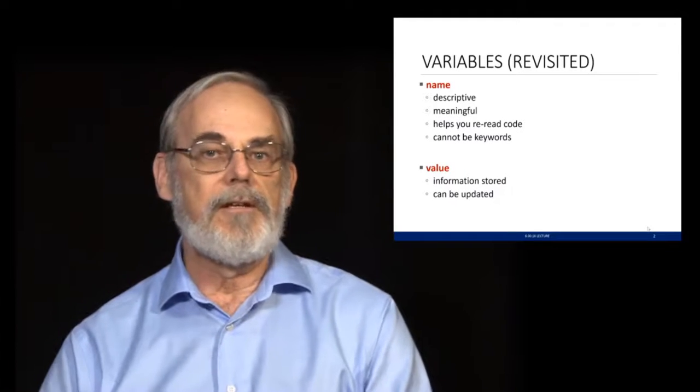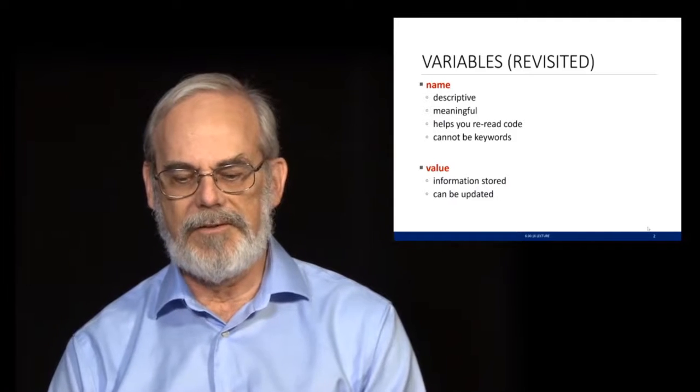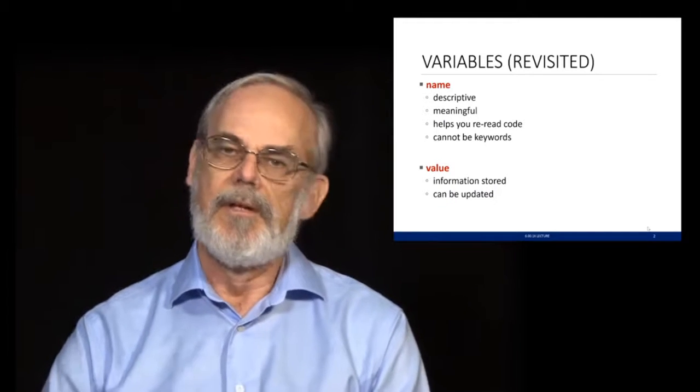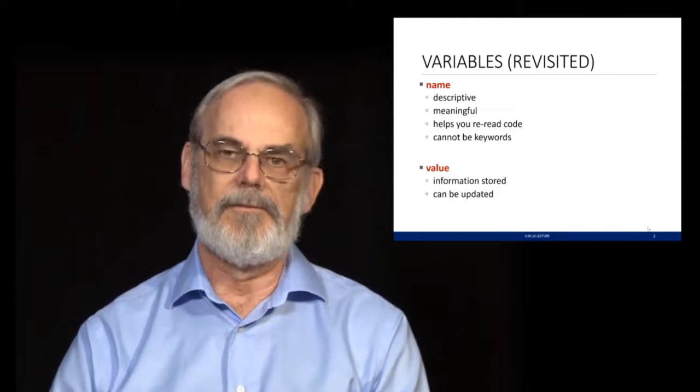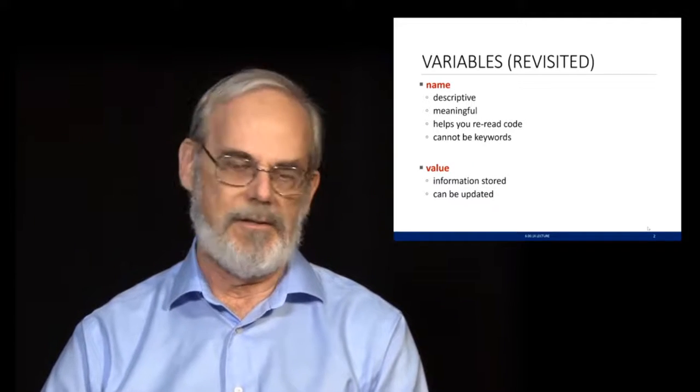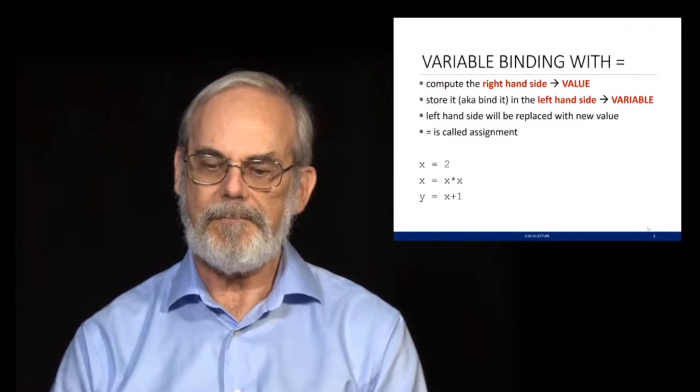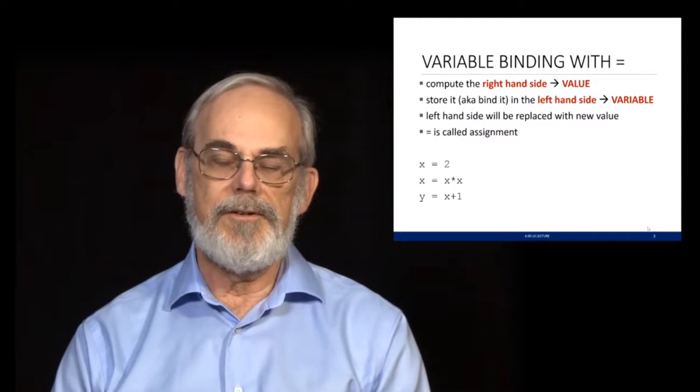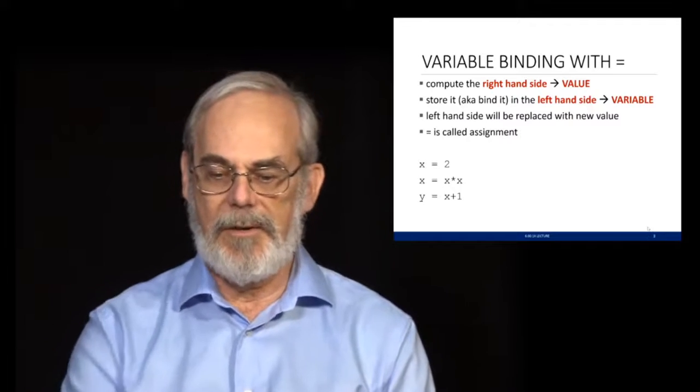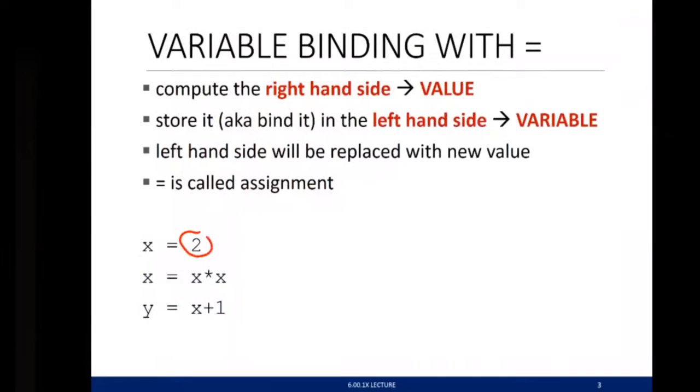The value could be any legal expression that returns a value, and that's going to store information that we're going to use. And finally, we saw that we could update a value associated with a name by reassigning it using another assignment statement. The way we did it, just to remind you, was we compute the right-hand side of the expression. For example, here, the value associated with 2 is just the int 2. We then store it, sometimes we refer to that as bind it, to the left-hand side, which is the variable name. That creates a binding off in the machine of x associated with 2. But of course, we can also replace it with a new value.